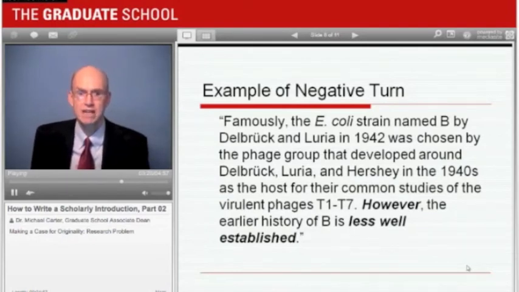Famously, the E. coli strain named B by Delbruck and Luria in 1942 was chosen by the phage group that developed around Delbruck and Luria and Hershey in the 1940s as a host for their common studies of the virulent phages, T1 through T7. However, the earlier history of B is less well established. So we see again what is missing. And the question that the research is intending to answer is, what is the earlier history of B? And when you read this as a research problem, you naturally expect that this is what the article will discuss.